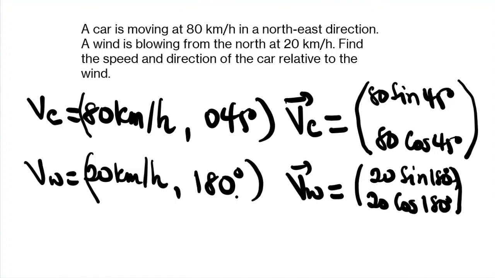But then, what are they asking now? Find the speed and direction of the car relative to the wind. So V of the car relative to the wind. We are finding VCW. So VCW is going to be VC minus VW, right? This is what we have to do. So let's get to the next page. But at first, let me find these values.